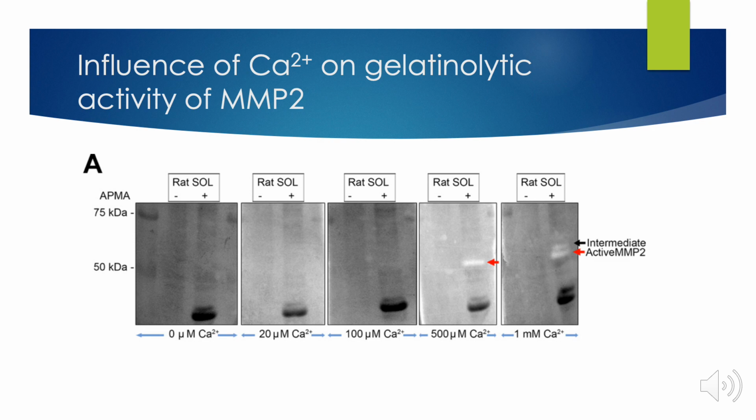In the APMA treated homogenate, gelatinase activity was not evident until 500 micromolar of calcium. The dark bands at about 20 kilodalton at the bottom were most likely products of proteolysis of myosin and other muscle proteins that were produced during the APMA treatment period in the 10 millimolar calcium. They were possibly activated by MMP2 or calpains or other proteases.